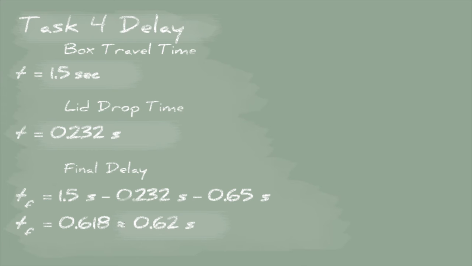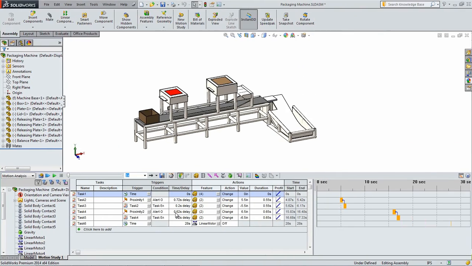For the fourth task's delay, the same process can be used. The travel time of the box will be the same as found before, along with the time it takes the lid to reach the top of the box. This is because it falls the same distance in order to reach the top of the box. The value that changes is the duration of the step, which is 0.65 seconds. Subtracting this and the lid fall time from the travel time of the box results in a delay of 0.62 seconds. With the study calculated, the study can be run to double-check the results.